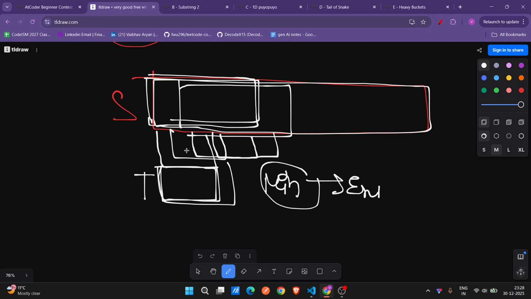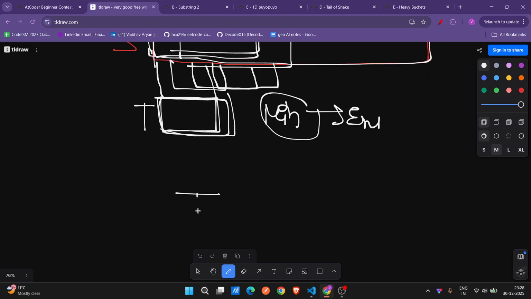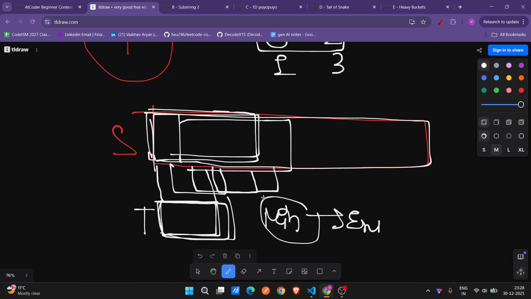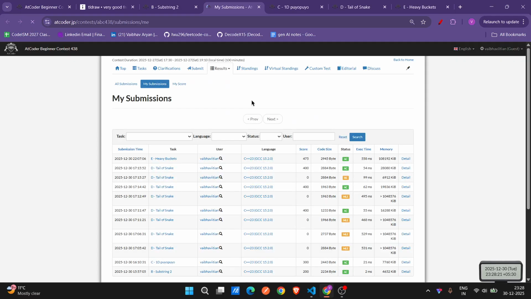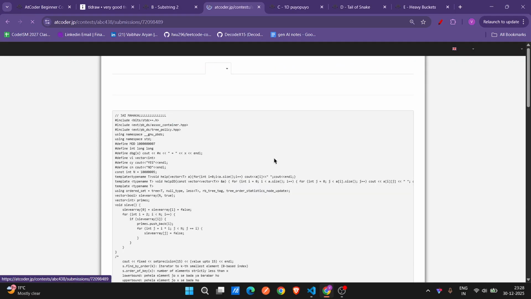And what the complexity will it take? Because you are taking t and iterating for each string, the complexity will be t into s, which is nothing but 100 into 100, and that is easily acceptable. Okay, so I think it's also a brute force, but I had coded this, so I'm explaining it to you in my code. So this is the code.